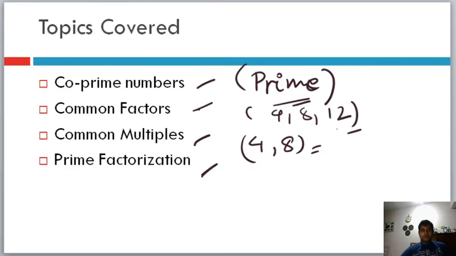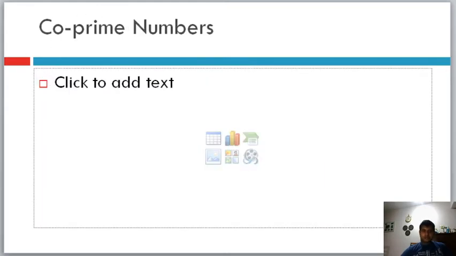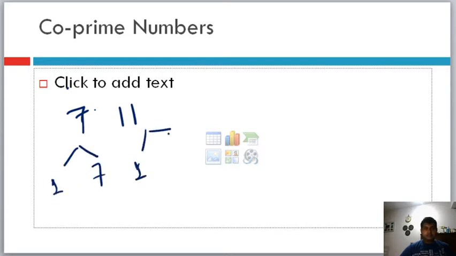So we will start with co-prime numbers. Yesterday we learned that there are prime numbers. What are prime numbers? Prime numbers are numbers which have only two factors. Some examples: 7 is a prime number, and 11 is a prime number, because there are only two factors. One factor is 1 and the other factor is 7. One factor is 1, the other factor is 11. So this is a prime number.